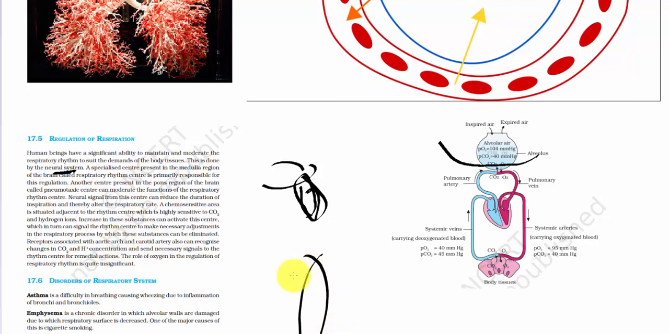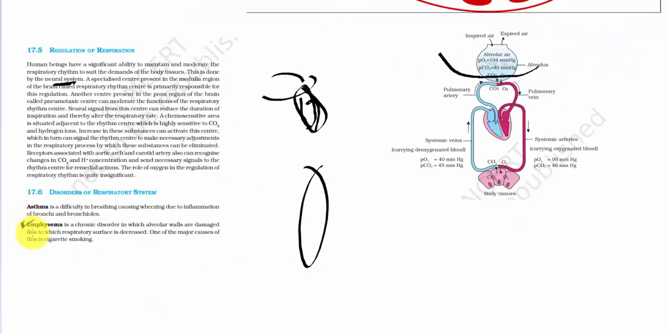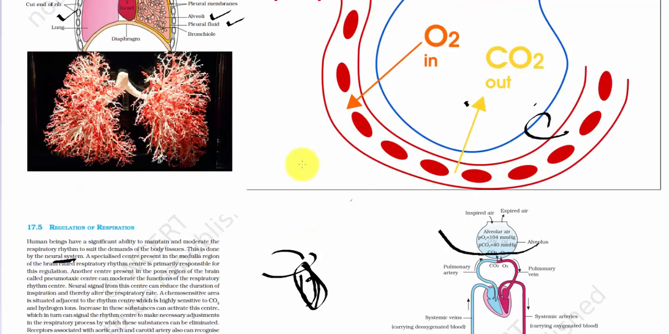Now, disorders of the respiratory system. We have asthma. It is a difficulty in breathing, causing wheezing due to inflammation of bronchi and bronchioles. Emphysema is a chronic disorder in which the alveolar walls are damaged, due to which the respiratory surface is decreased. One of the major causes is cigarette smoking. What happens is that the walls of the alveoli are damaged. So what will happen? The gaseous exchange will not happen. The main thing that happens in respiration is gaseous exchange.